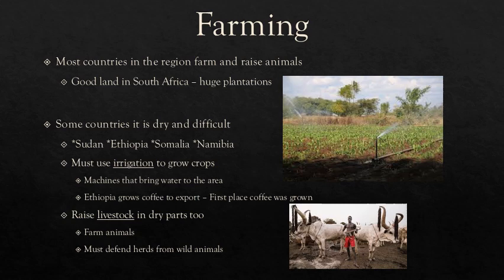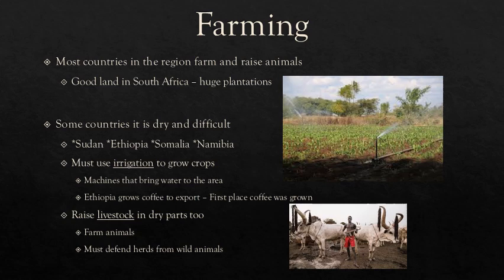These countries also do some sort of farming. In the southern part, in South Africa in particular, there's really good land, and so they have huge plantations. We've talked about that word before, where they're making a whole bunch of crops to try and sell to people. Things like sugarcane, cotton, avocados, tropical fruits. These are things that are grown in South Africa.